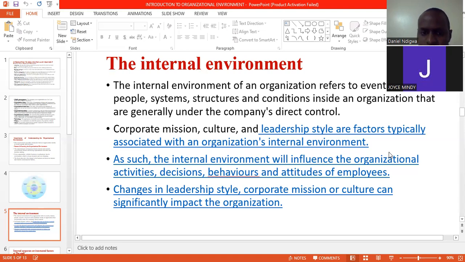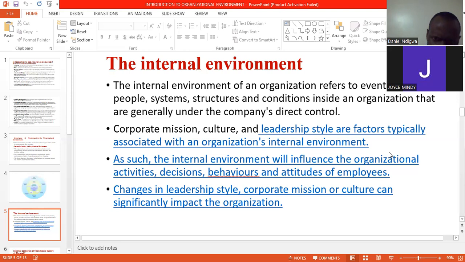Then issues like the mission. Every organization has a mission, what they want to achieve at the end of the day. A mission is just a statement of assurance that tells employees what they are supposed to do to achieve their goals. So the mission is like a driving force that will push the organization towards realizing their vision. So there's a vision and there's a mission. The vision is the big picture, and the mission gives you the leeway on how you're going to achieve the vision. Then the other important factor is culture.